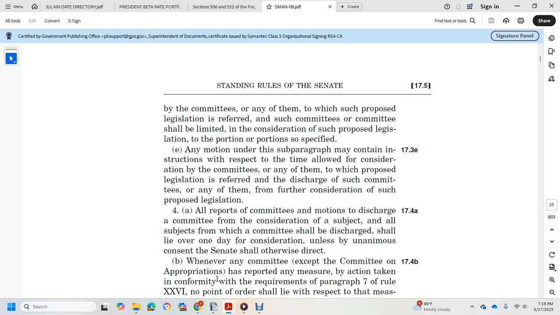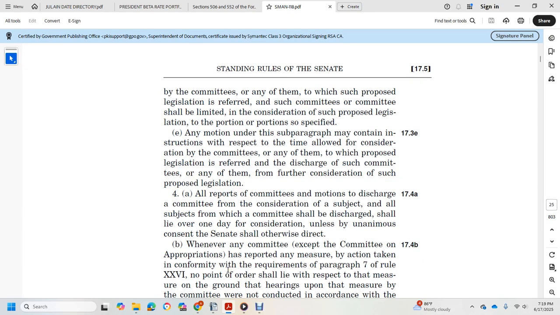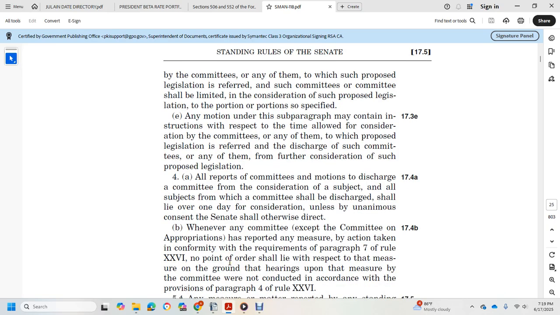Whenever any committee, except the Committee on Appropriations, has reported any measure in conformity with the requirements of paragraph 7 of Rule 26, no point of order shall lie with respect to the measure on the ground that the hearings upon that measure by the committee were not conducted in accordance with the provisions of paragraph 4 of Rule 26.